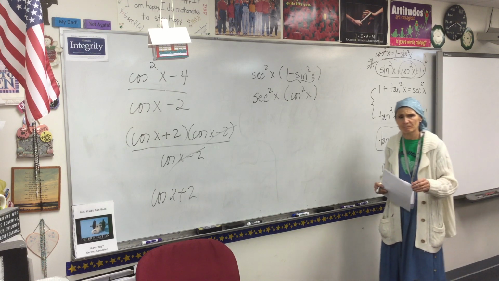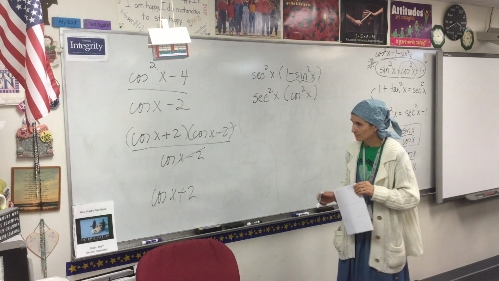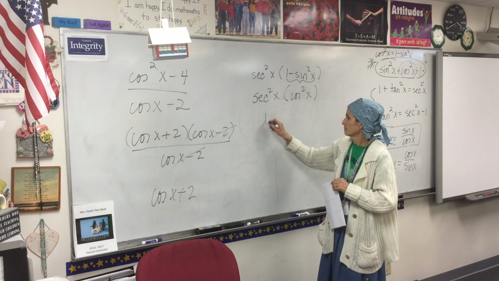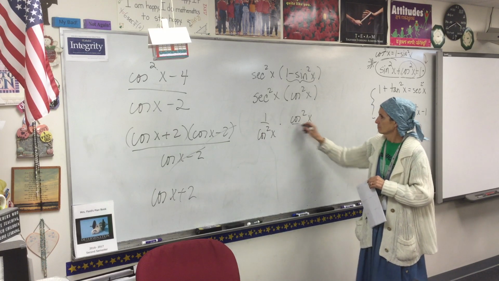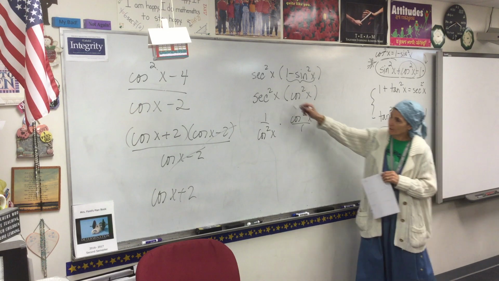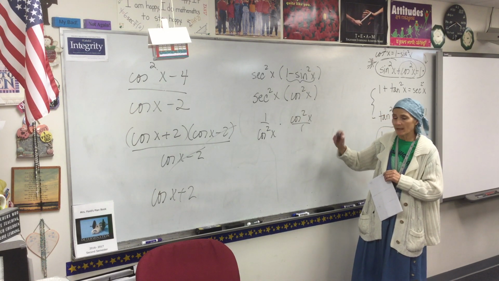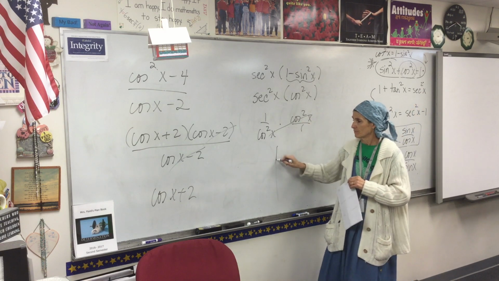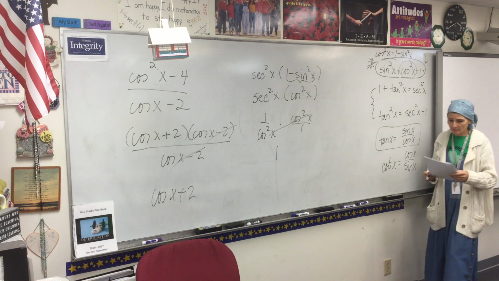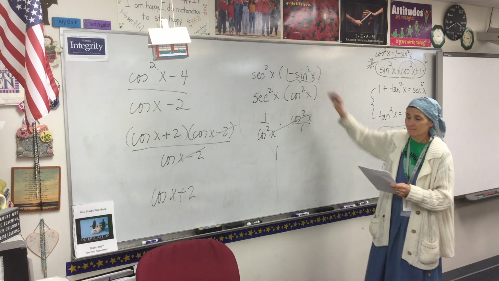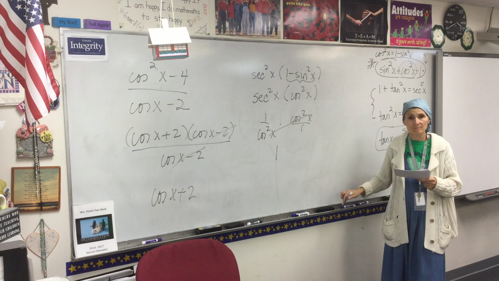What's secant? Secant, excuse me, is the reciprocal of the cosine. So I have 1 over cosine times cosine. What's going to happen here? You got it. That equals 1. So that ugly problem that we started with just equals 1.